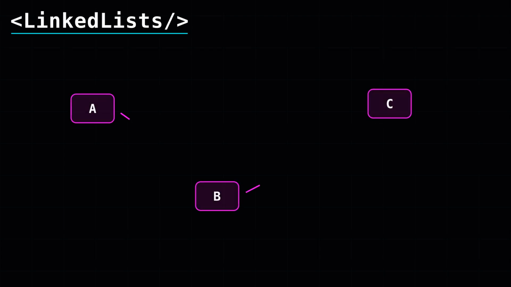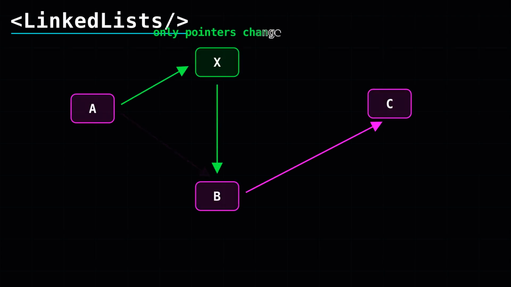A linked list solves the rigidity problem of arrays. Its nodes do not need to sit next to each other in memory. Each node stores a value and a pointer to the next node. To insert a new node, you do not shift thousands of items. You simply rewire 2 pointers.